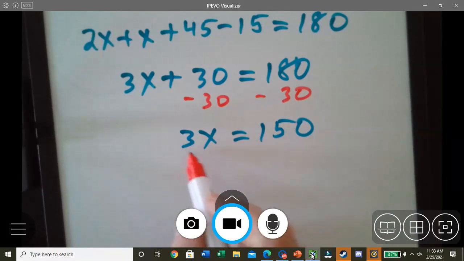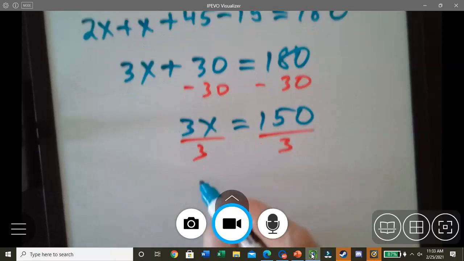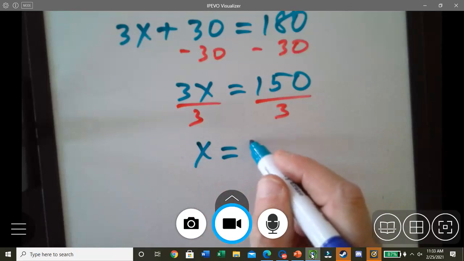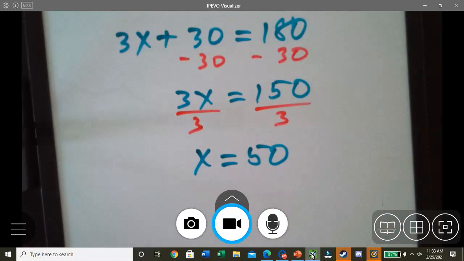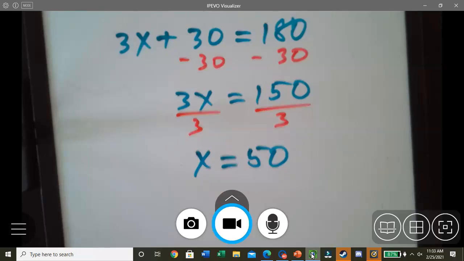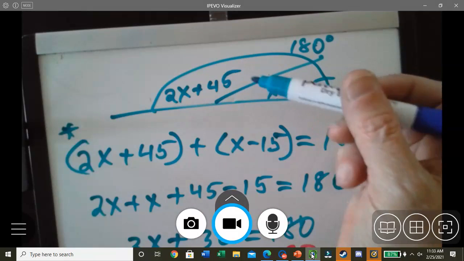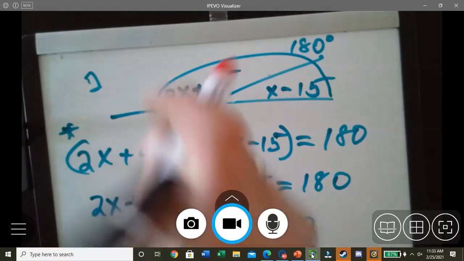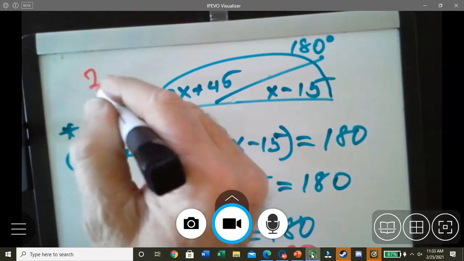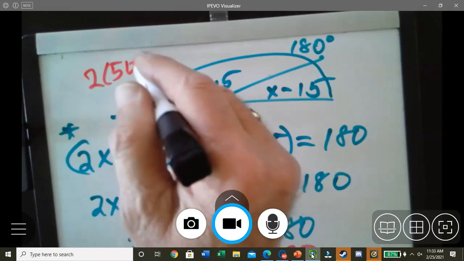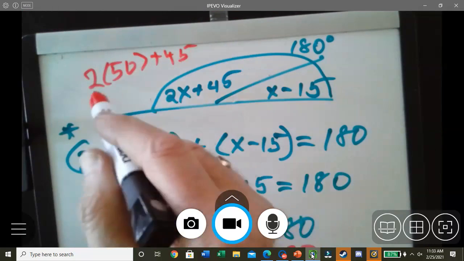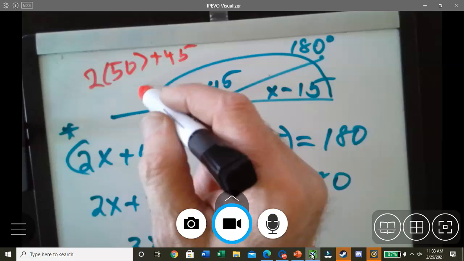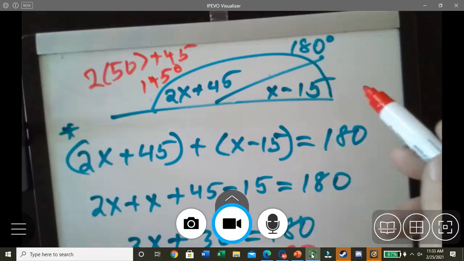So now what do we do? Okay, divide by 3, divide by 3. Well, 3 divides into 15, that's 5. 3 divides into 150, that's going to give us what? 50. Now what do we do? Yeah, plug it back in, right, to our angles. So I'll use red this time. 2 times 50 plus 45. 2 times 50 is 100. So 100 plus 45 is 145.